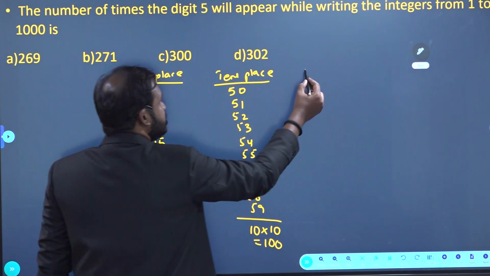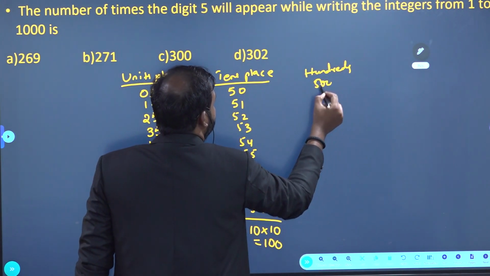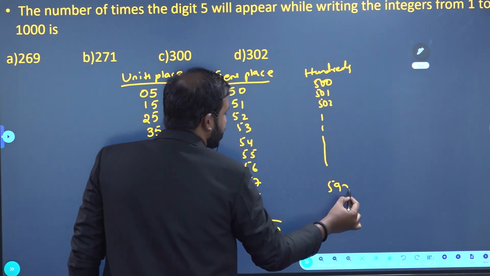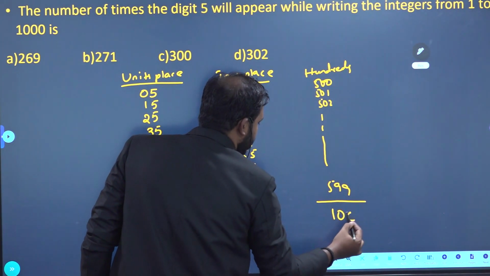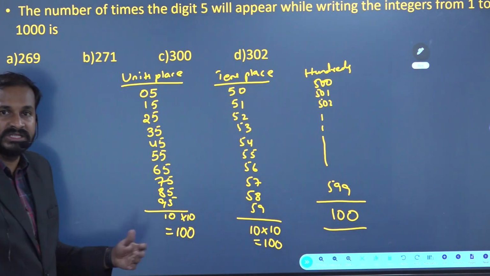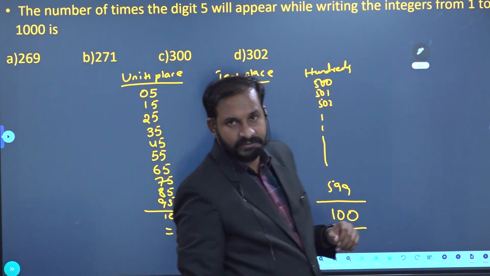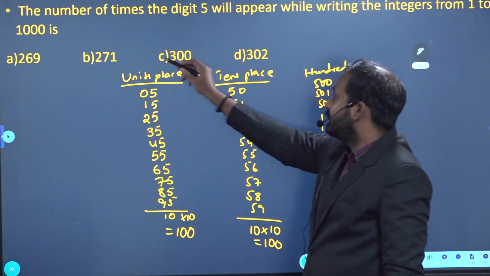Next in hundreds place, we will have 500, 501, 502, like this, up to 599. From 0 to 99, we will get it 100 times in hundreds place. Thousands place, it is not possible. Why? Because the highest number for us here is 1000. So in total, how many times are we using 5's? 300 times.